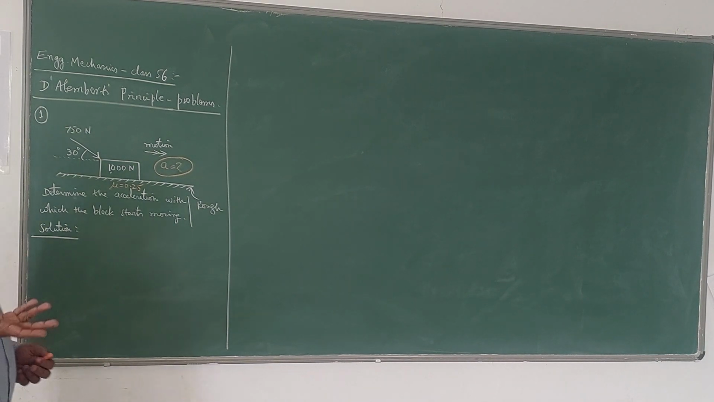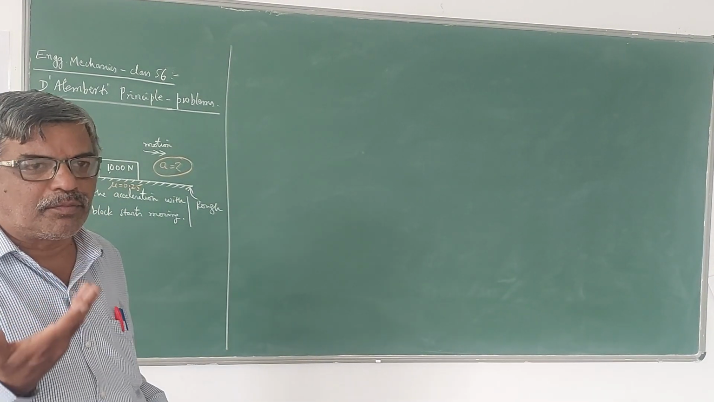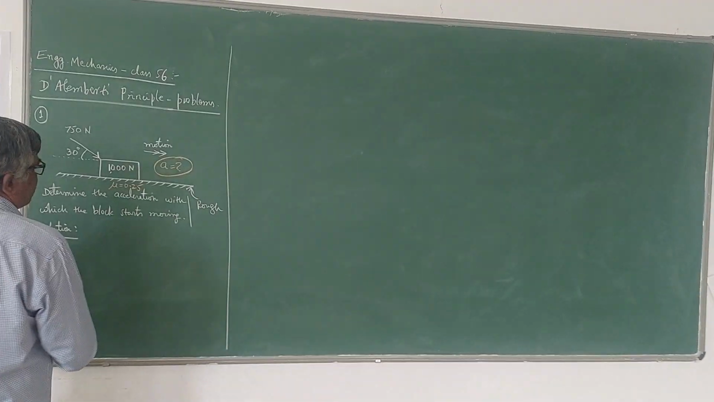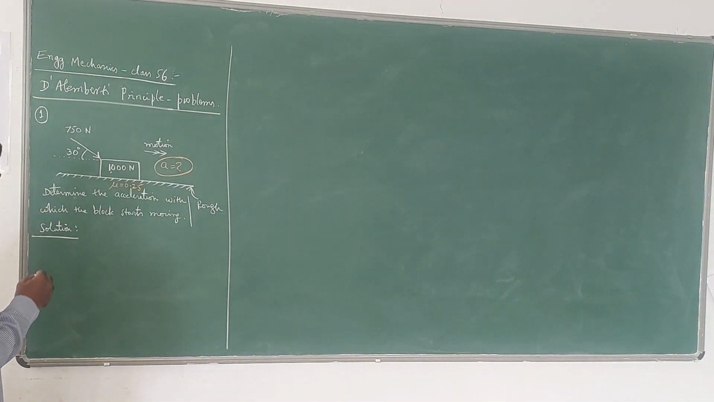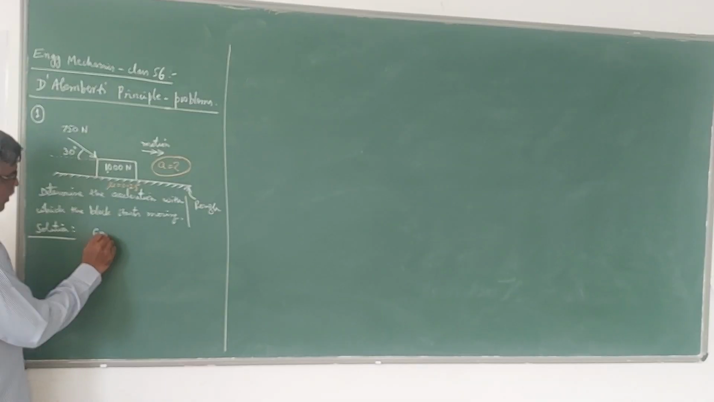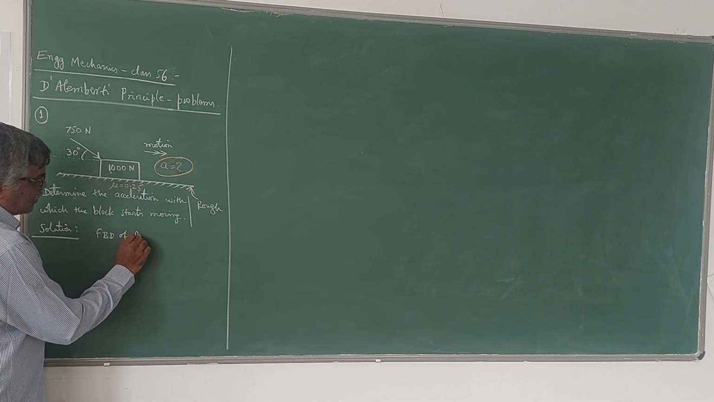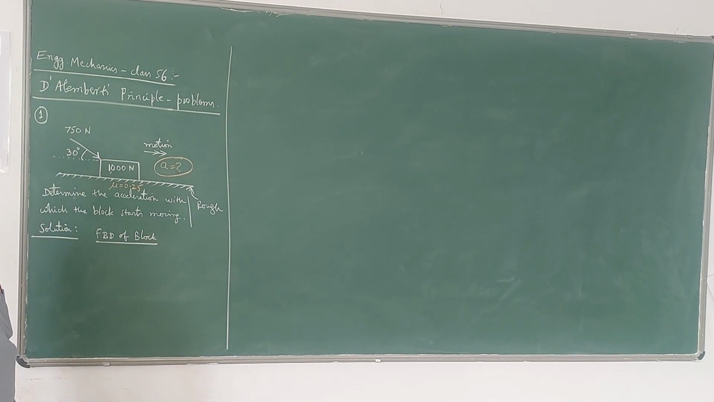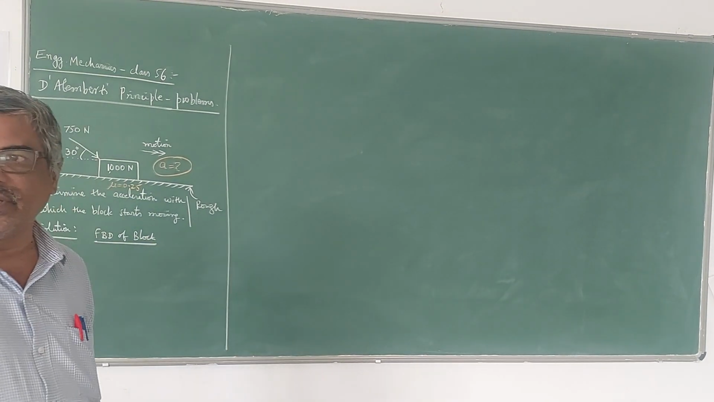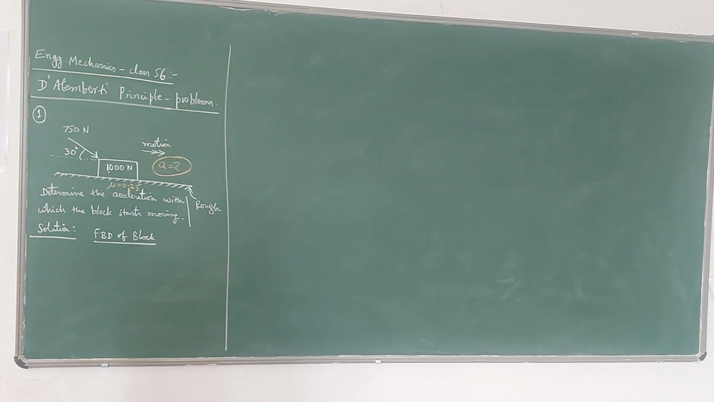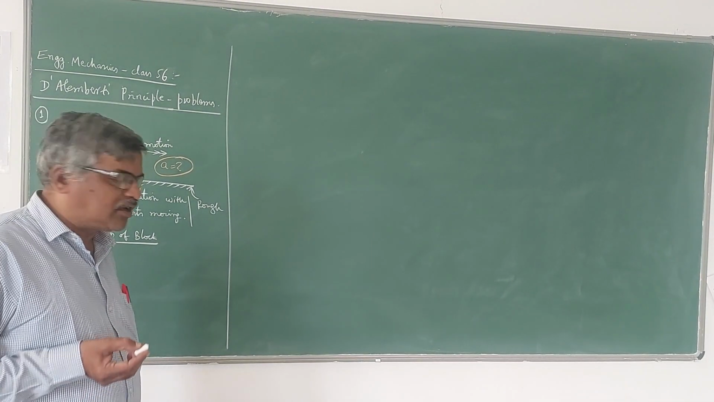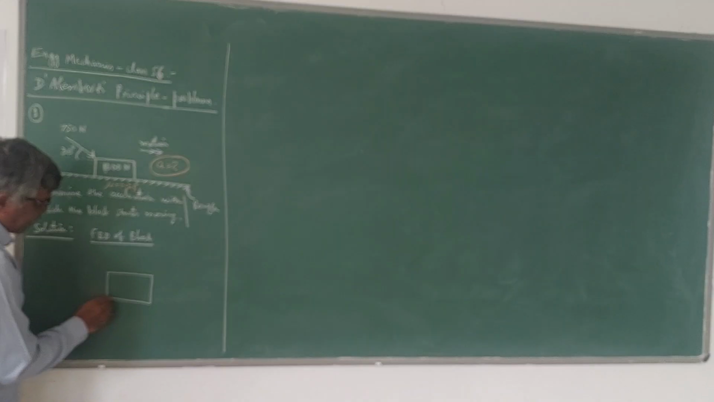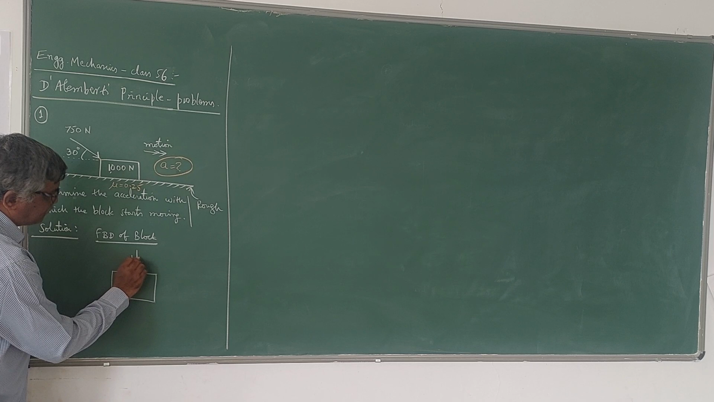You know that this is a problem of dynamic equilibrium, wherein we can use the concept of D'Alembert's principle. Let me write the free body diagram of the block. When you are using the dynamic equilibrium concept, you have to introduce the inertia force also, which acts in the opposite direction of the direction of motion. So here the block is like this. The weight of the block is 1000 Newton.